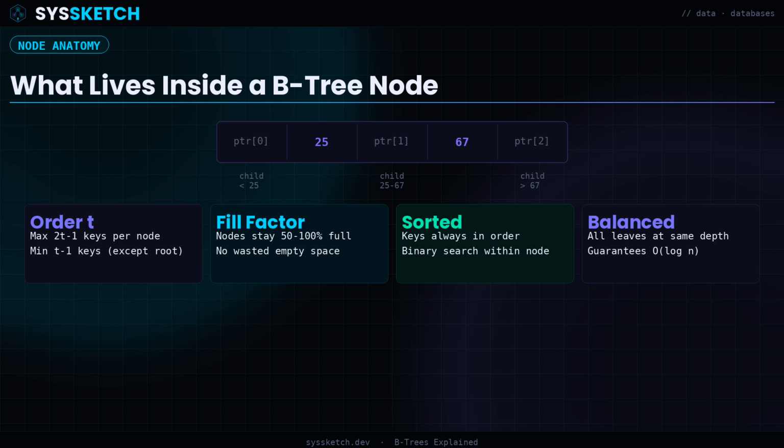This is the only way a B-tree ever increases in height. Splits always propagate upward, never sideways. This design keeps all leaves at the same depth, no matter how many inserts you do.